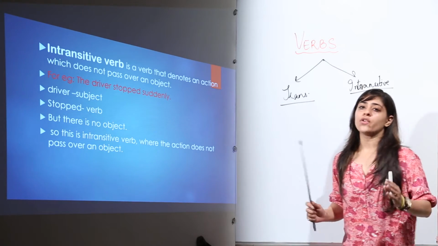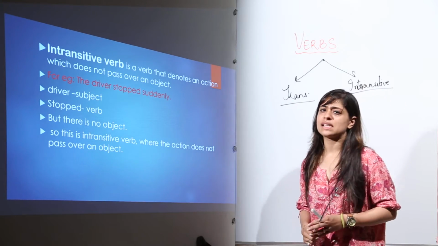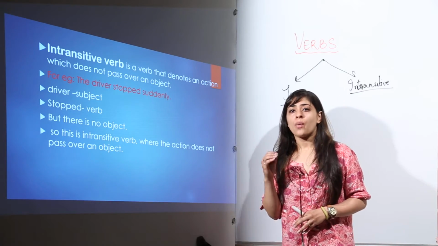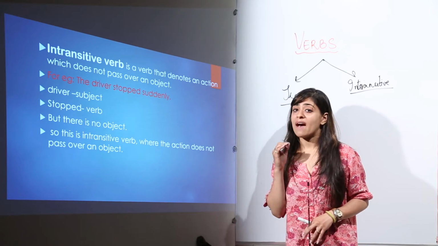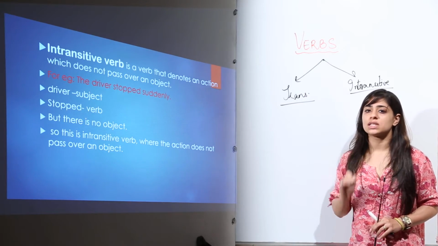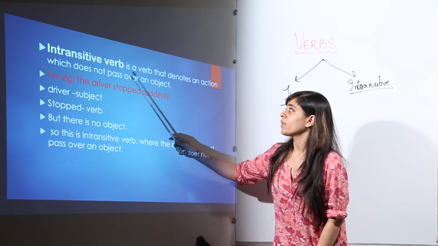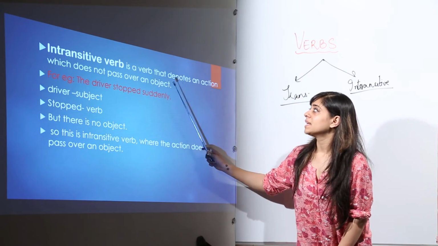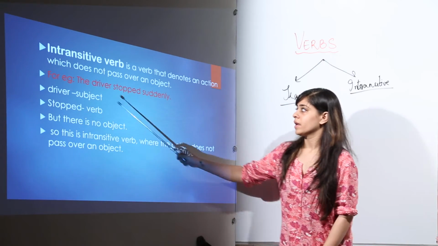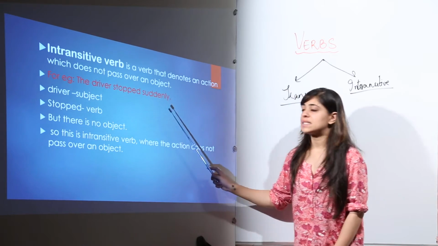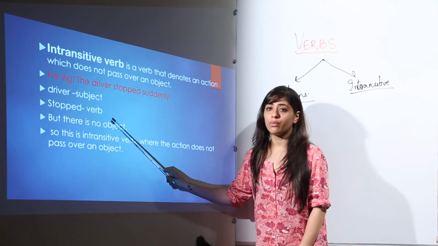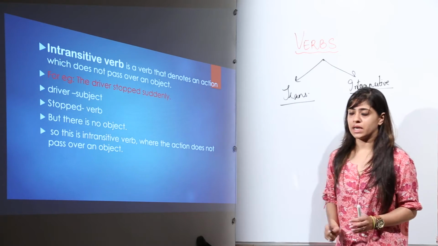Now moving on to the intransitive verb. This is a little easier to understand because here we do not have any object. In a sentence where we have a subject and a verb but do not have an object, it automatically becomes an intransitive verb. An intransitive verb is a verb that denotes an action which does not pass over to an object. For example, the driver stopped suddenly. Driver is the subject, stopped is the verb, but there is no object here.